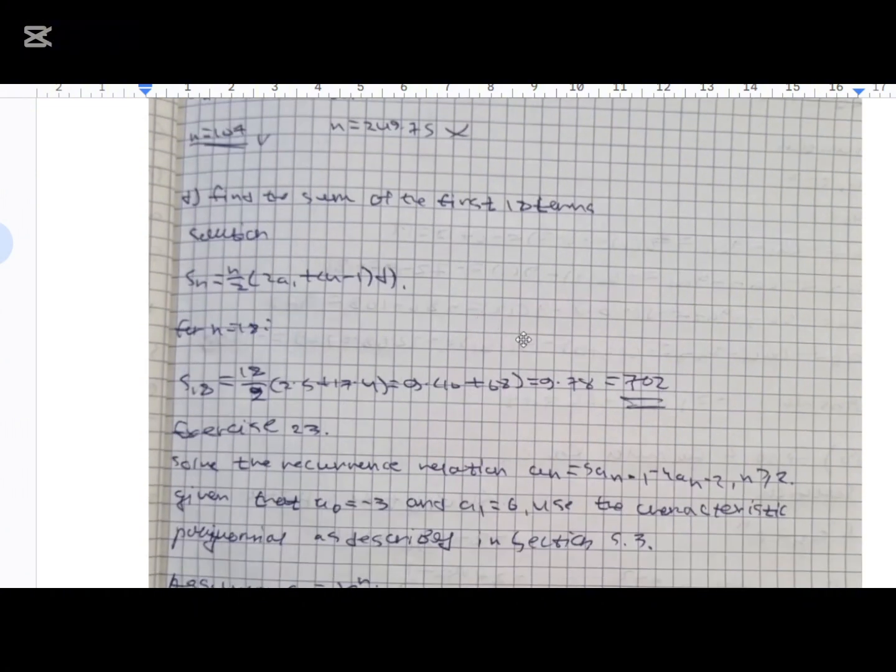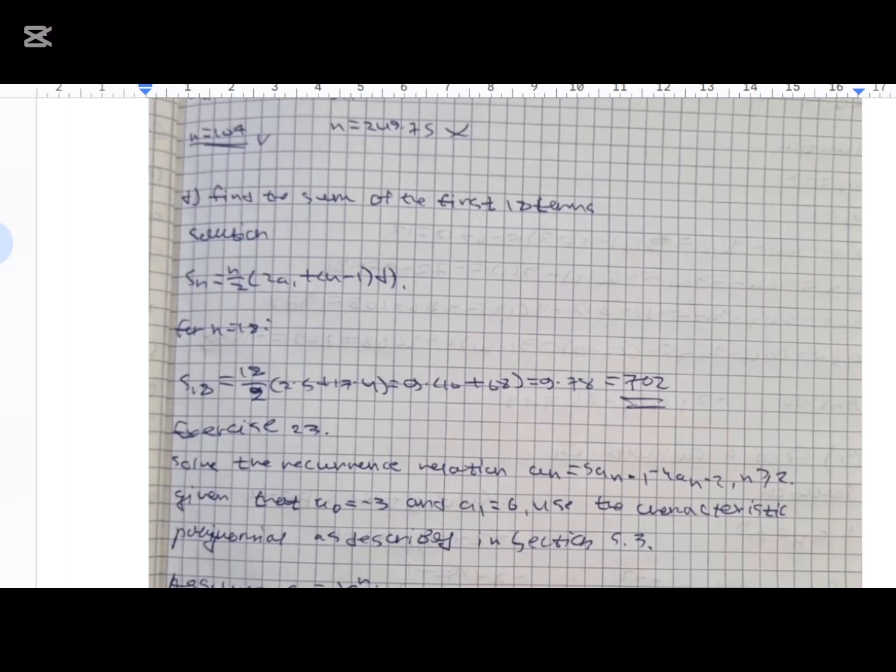So the last one, finding the sum of the first 18 terms. As you can see, there is a formula for it. We have 18 terms, 18 divided by 2, in the brackets 2 multiplied by 5 plus 17 multiplied by 4. So I guess you can see the answer is 702.